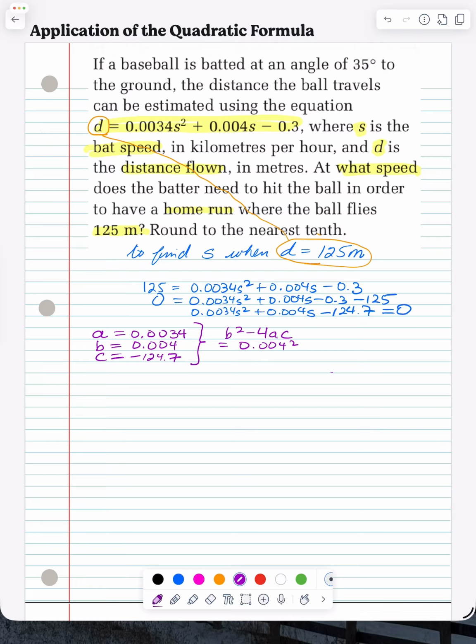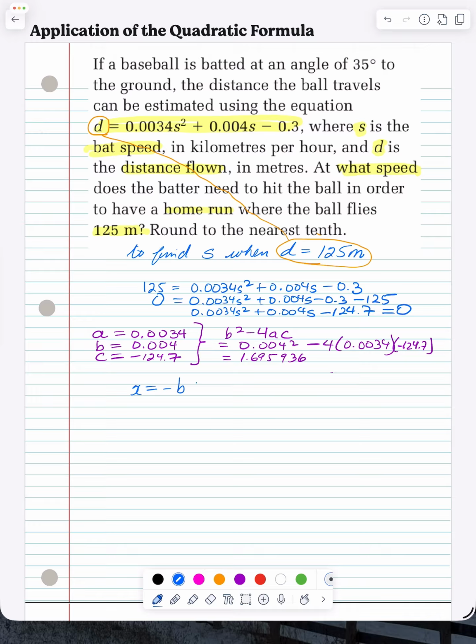0.004 squared minus 4 times 0.0034 times negative 124.7. When you type all this into your calculator, you will get an answer of 1.695936. Using this value, I can now put this into my quadratic formula.